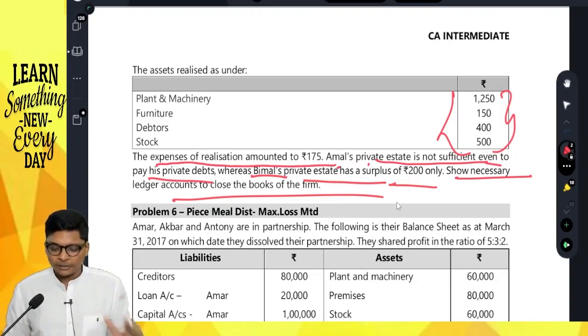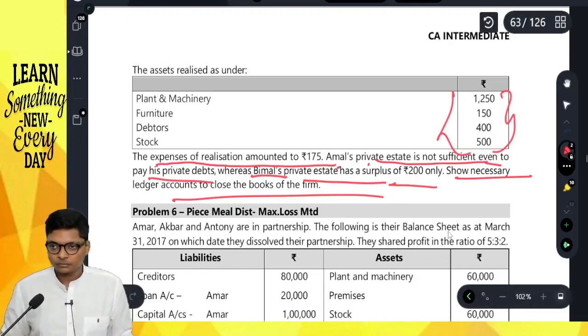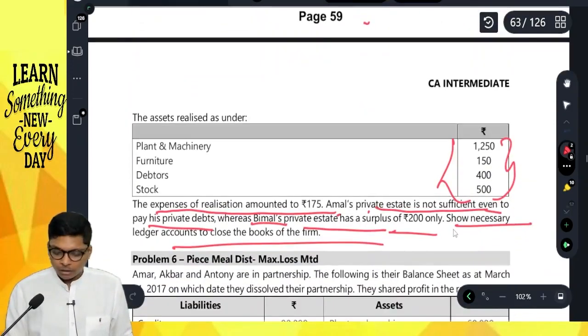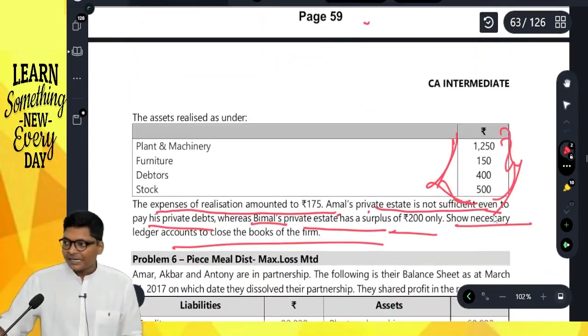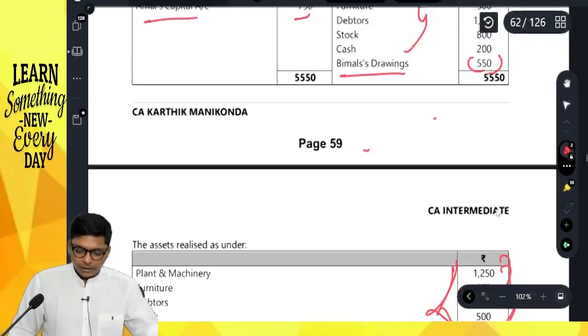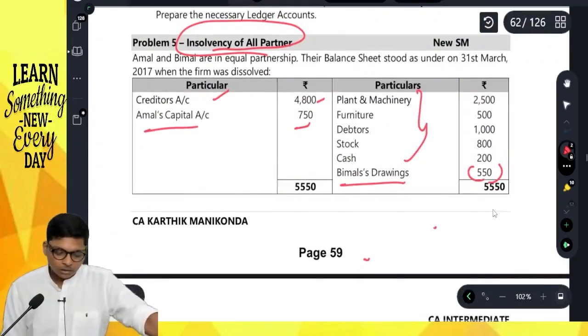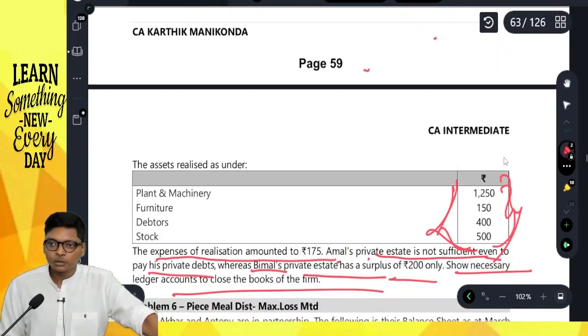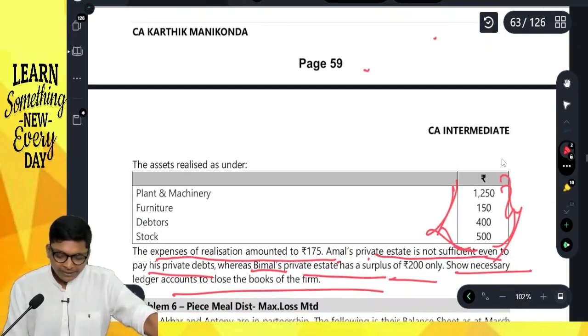But now we will know once we solve. Sir, how to quickly check? How do I quickly check in a second? Take your calculator. Total assets you add. Assets realized: total assets 1250 plus 150 plus 400 plus 500. Is there any cash in the question? How much? Can you add that also? How much cash do I have in my hands? 2000. Bimal can bring how much? Add that also. How much?